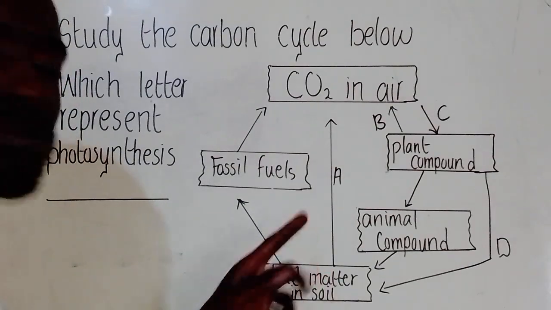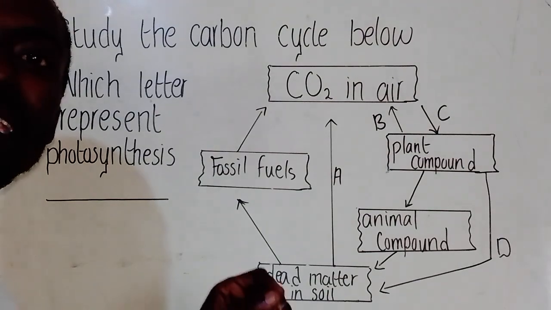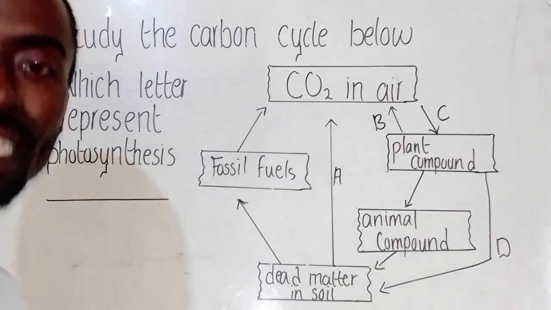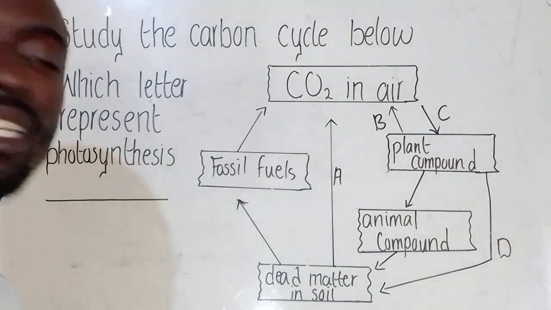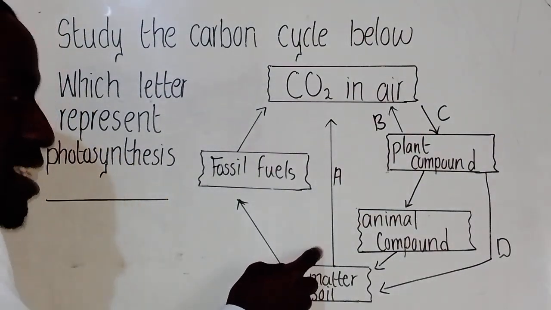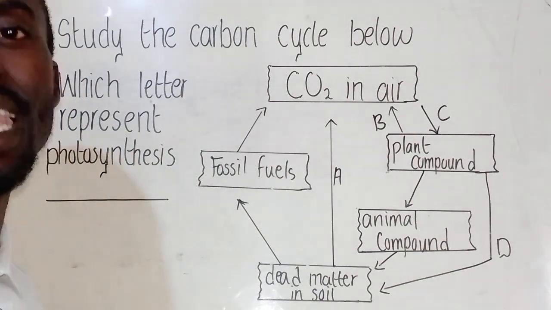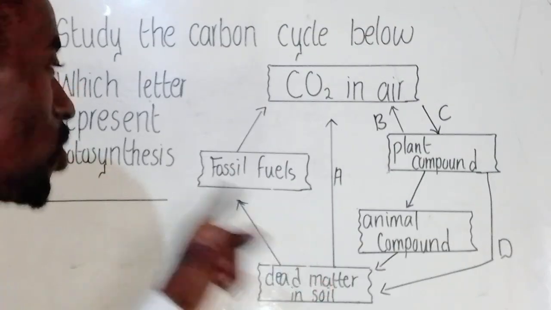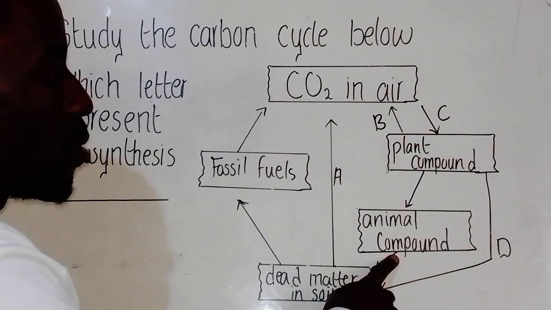How about this one? This one is showing dead matter in soil, meaning plants and animals in soil which are decaying or rotten. Once they are rotting, they produce gases such as carbon as well as oxygen. So as this is decaying, the carbon will be produced in the atmosphere or in air there. So this process is known as what? Decomposition, not photosynthesis.